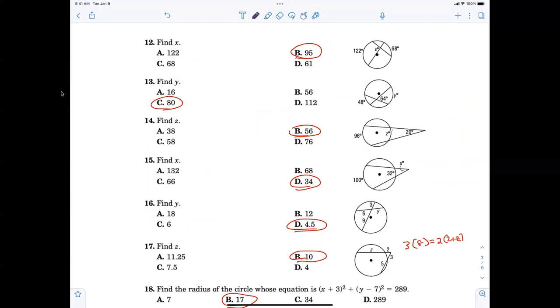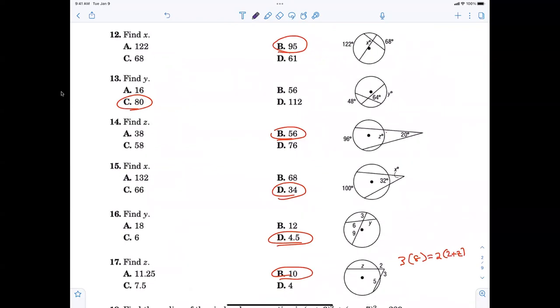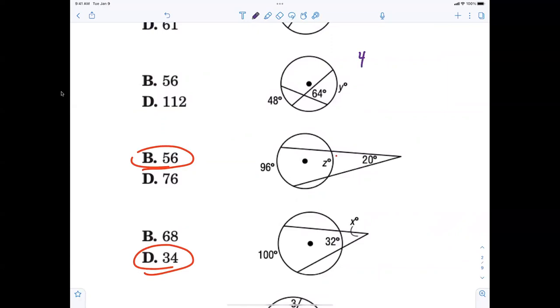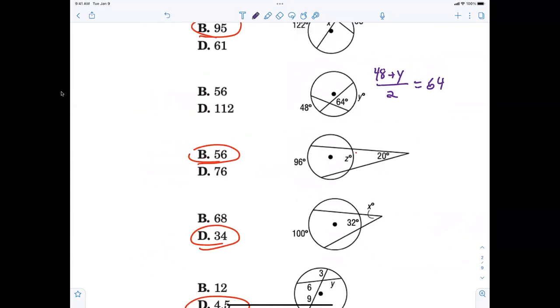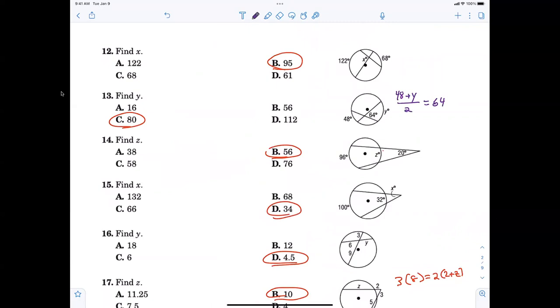Remember here, X is the average of the arcs. 122 plus 68 divided by 2 equals X. Anybody have any questions with 12? Same principle for 13. We would just say 48 plus Y divided by 2 equals 64. Everybody okay with that?